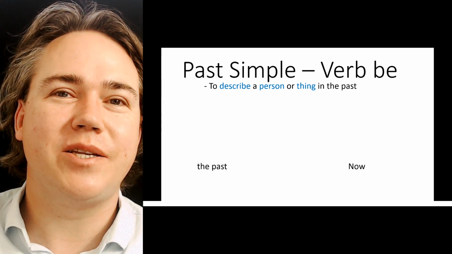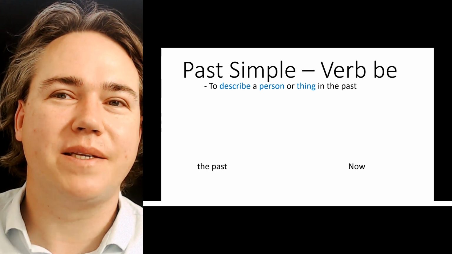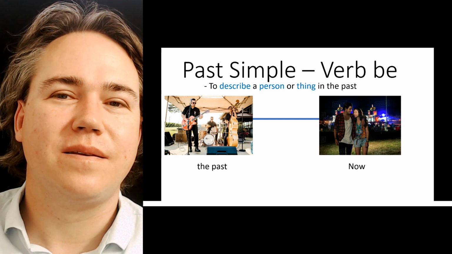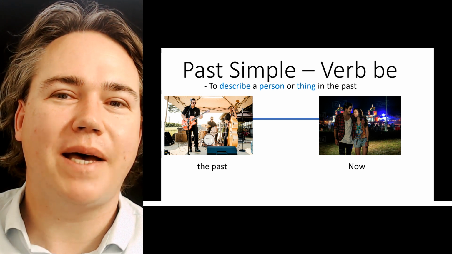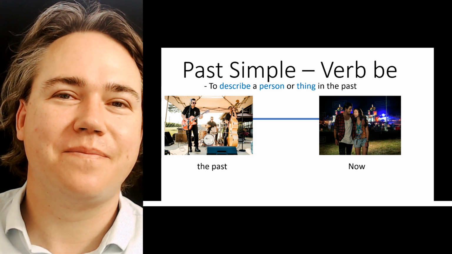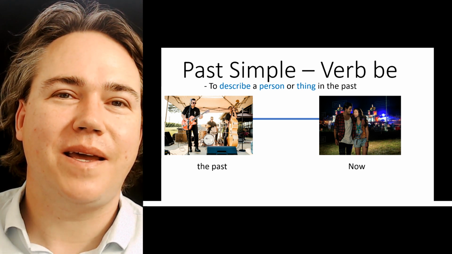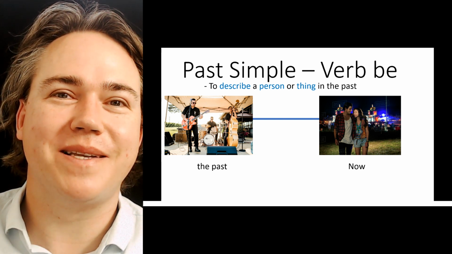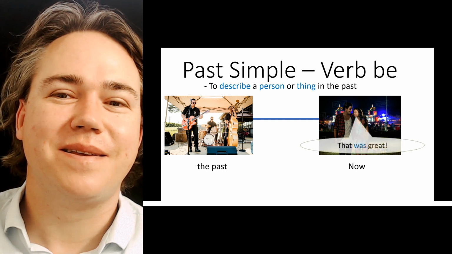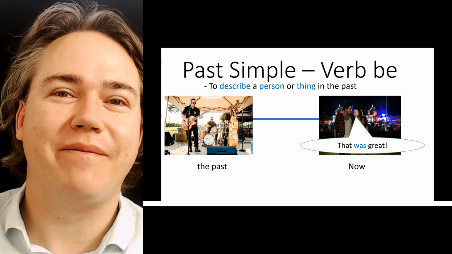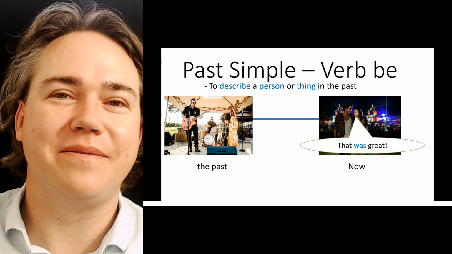The next thing is to describe a person or thing in the past. So to describe a noun. So you can see in the past, maybe, I don't know, 20 minutes ago, they were at a concert and someone asked them, how was it? Yeah, how was the concert? How was it? Said, that was great. So you have verb be, and then the adjective, great.